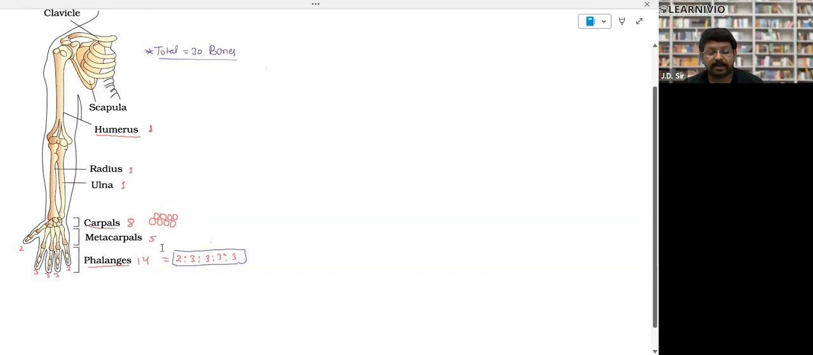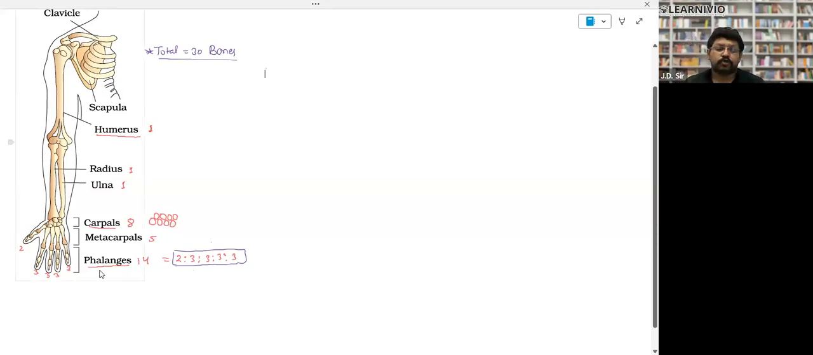Now the next part is metacarpal, right? Metacarpal, and there are 14 bones which make the finger. They are called phalanges. So our thumb is made up of 2 bones. So phalangeal formula is 2:3:3:3:3, right? What does it mean?